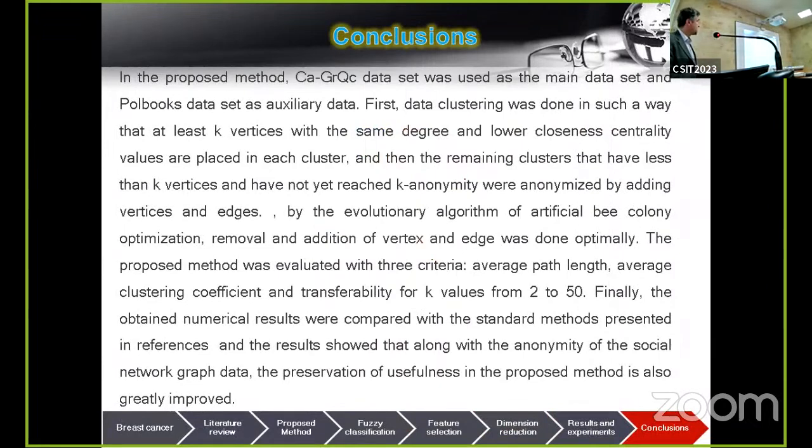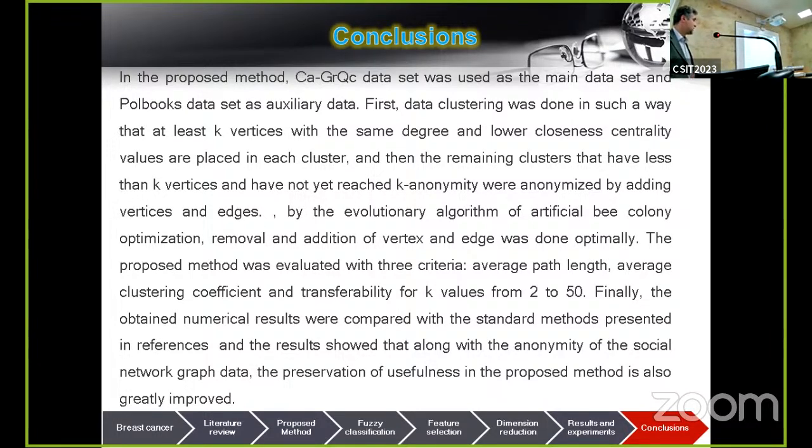And finally, the conclusion. In the proposed method, the CA-GRQC dataset was used as the main dataset and the Polbooks dataset as auxiliary data. First, data clustering was done in such a way that at least K vertices with the same degree and lower closeness centrality values are placed in each cluster. Then the remaining clusters that have less than K vertices and have not yet reached k-anonymity were anonymized by adding vertices and edges. By the evolutionary algorithm of artificial bee colony optimization, removal and addition of vertices and edges was done optimally.